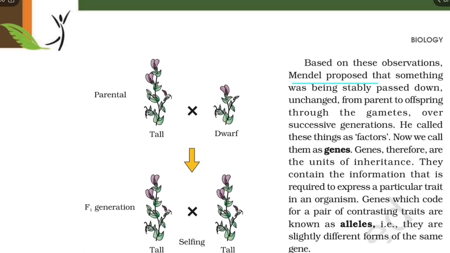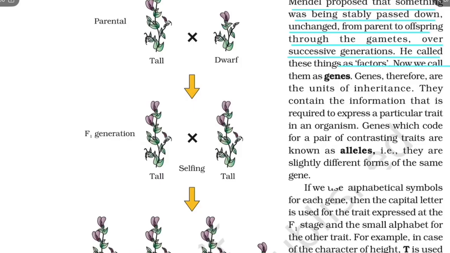Based on these observations, Mendel proposed that something was being stably passed down unchanged from parent to offspring through the gametes over successive generations. He called these things factors. Now we call them genes. Genes, therefore, are the units of inheritance. They contain the information that is required to express a particular trait in an organism.